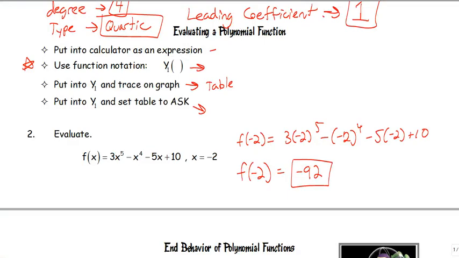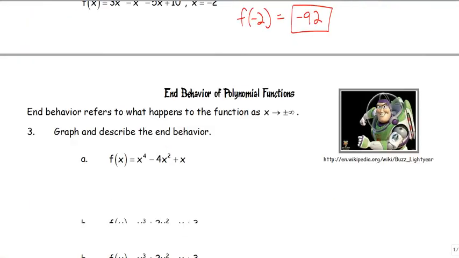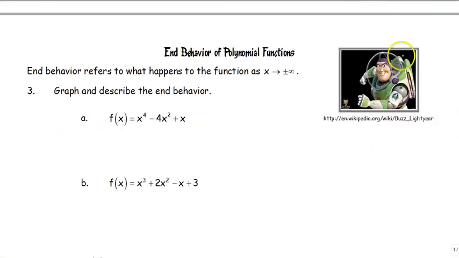Alright, so that's that. So end behavior. End behavior. Anyone know why this guy's here? We'll talk about that in class. But end behavior refers to what happens to the function as x approaches infinity or -infinity. Okay, so graph and describe the end behavior.